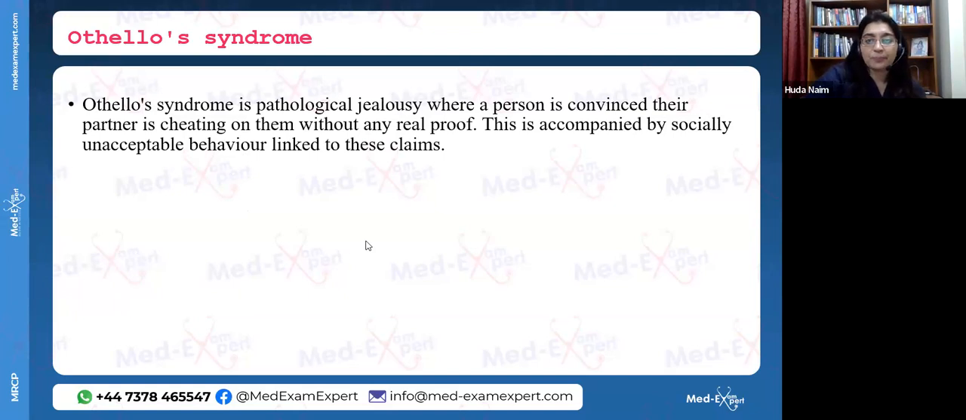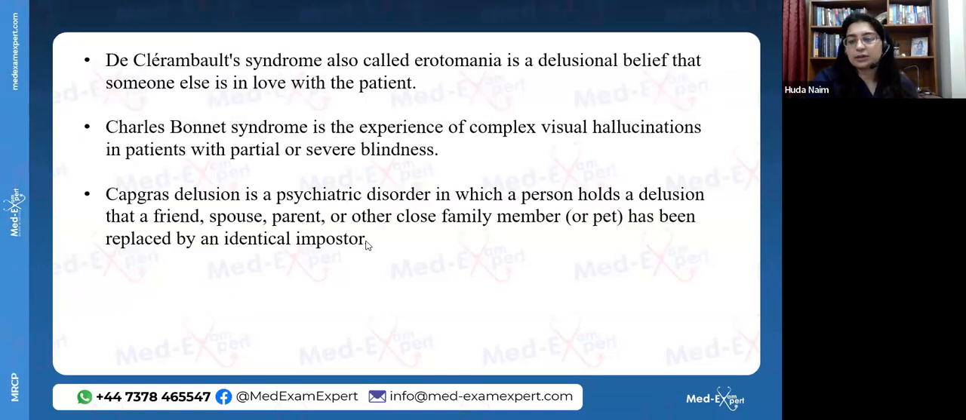So these syndromes are very important. They always turn up on the exam. They want you to know what is Othello syndrome, what is Charles Bonnet syndrome, what is Capgras syndrome. So it's the de Clerambault syndrome, where there's a delusional belief that someone else is in love with the patient. So it could be any celebrity, it could be any famous person, and somebody whom they might not even know personally, and they have this pathological or delusional belief that that person is in love with them.